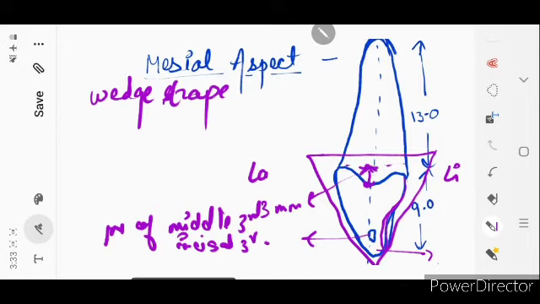The curvature of the cervical line in the maxillary central incisor was 3.5 mm, and in the lateral incisor it is 3 mm.